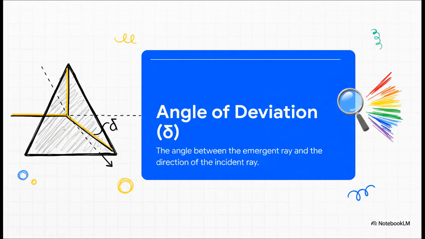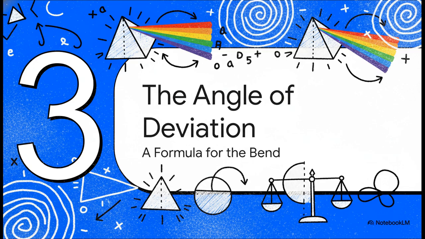Well, this total bend has a fancy name, of course. It's called the angle of deviation, and we use the Greek letter delta for it. All it is is the angle between the straight path the light wanted to take and the final path it ended up taking after going through the prism. It's the perfect way to measure the prism's overall impact. Okay, so we know what it is, but can we actually calculate it without having to draw and measure it every single time? Oh, absolutely. And you're going to love this. The formula for it is actually surprisingly simple and elegant.